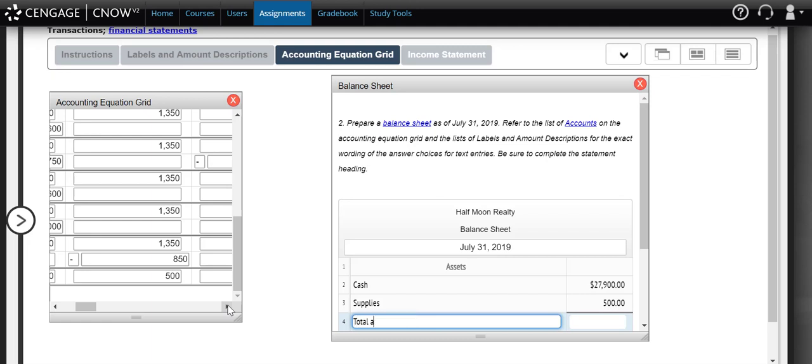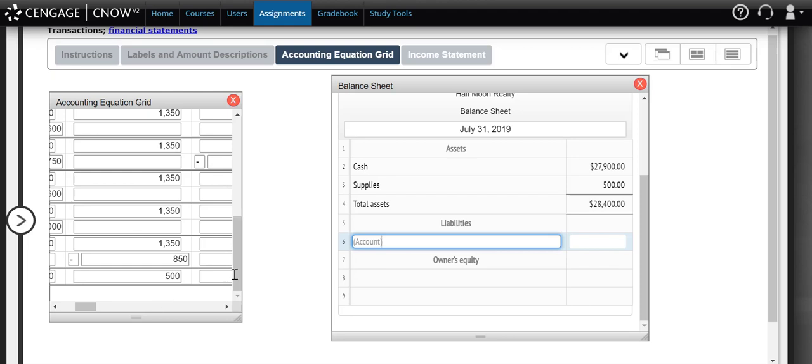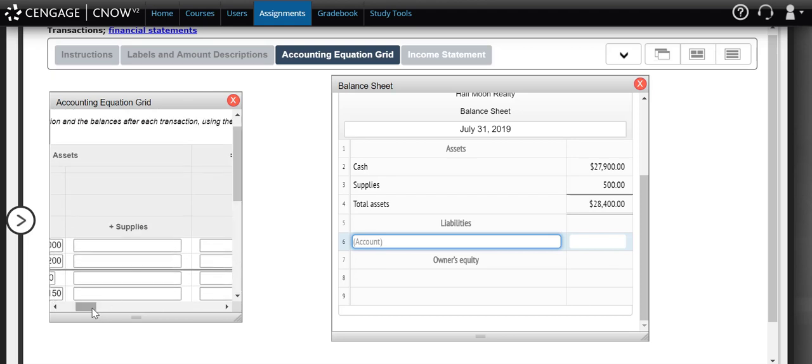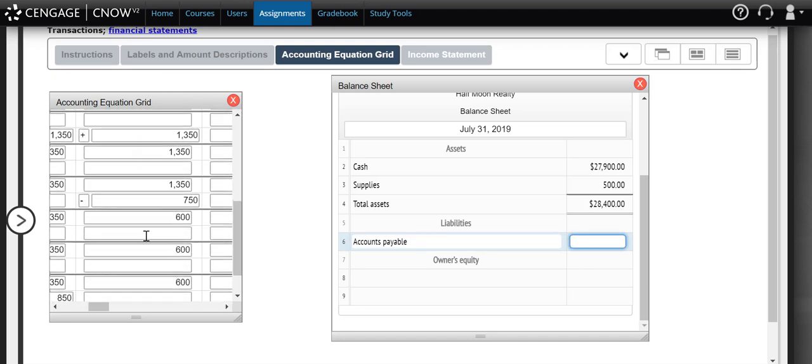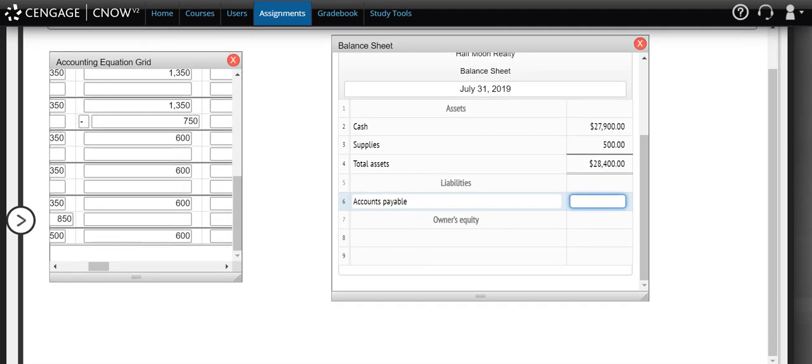So our total assets for that period of time is $28,400. Liabilities, we only had one liability. Again, use that heading that we are looking at here. We only had accounts payable, and we want to know how much we owe at the end of the period. We only owe $600 at the end of the period.